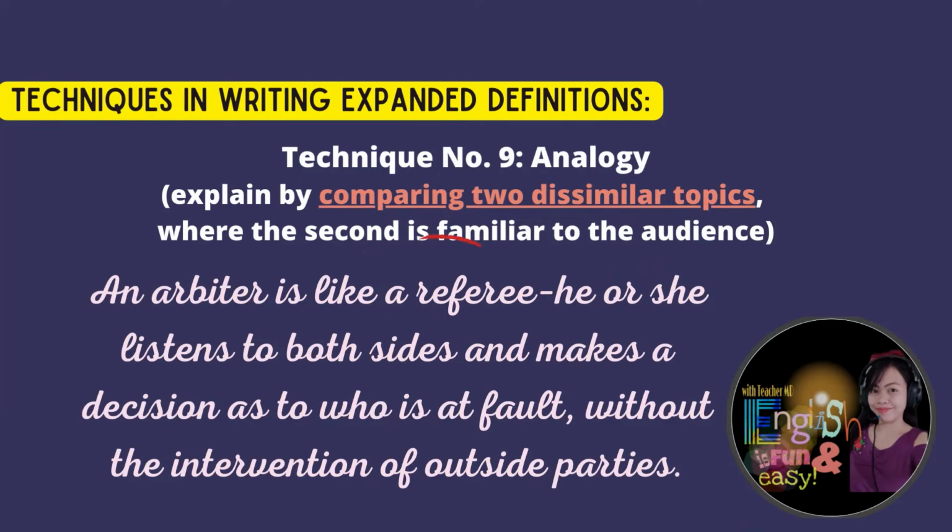Technique number 9, analogy. Explain by comparing two dissimilar topics where the second is familiar to the audience. In a given sentence, the term arbiter is compared to referee. Since familiar tayo sa kung ano ang referee, ay magkakaroon tayo ng ideya kung ano ang ibig sabihin ng arbiter.